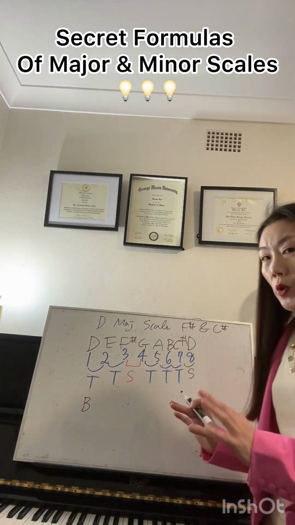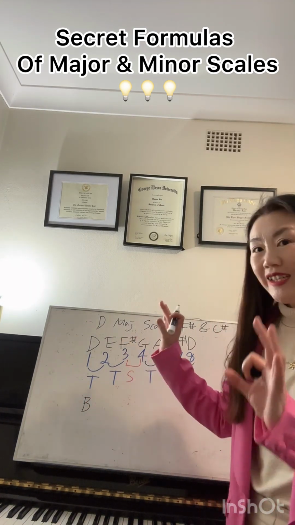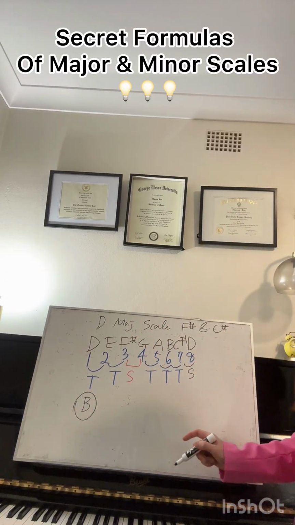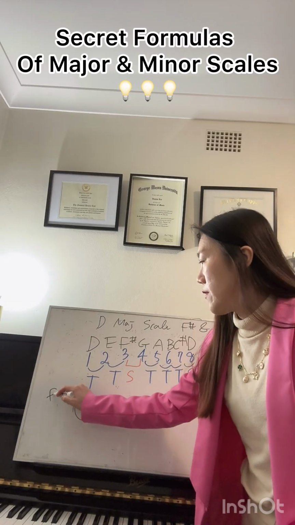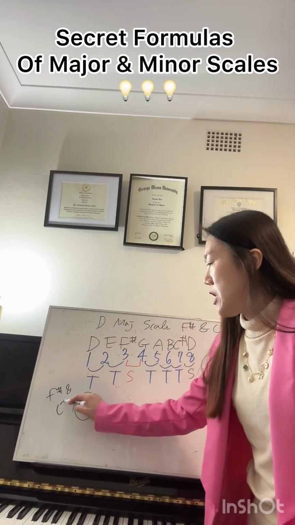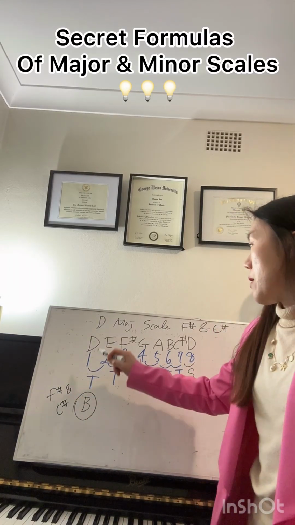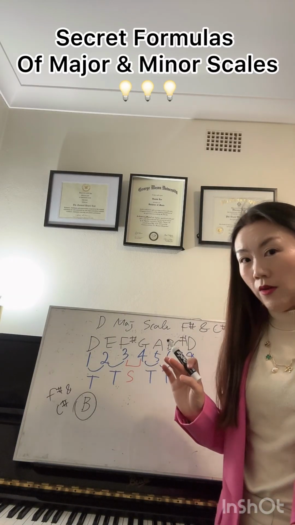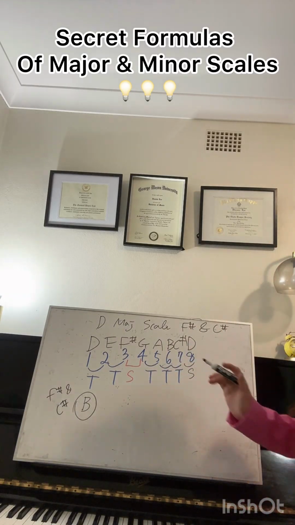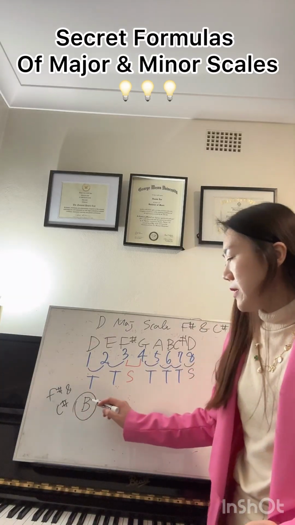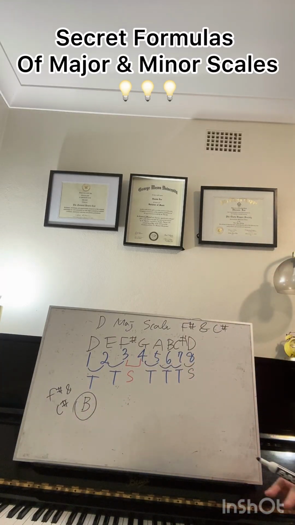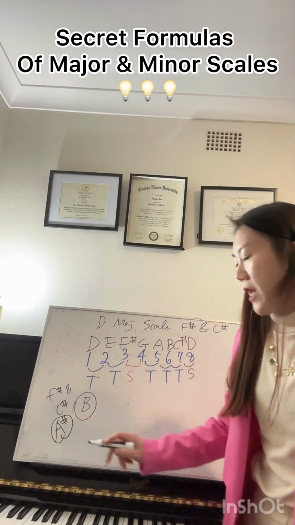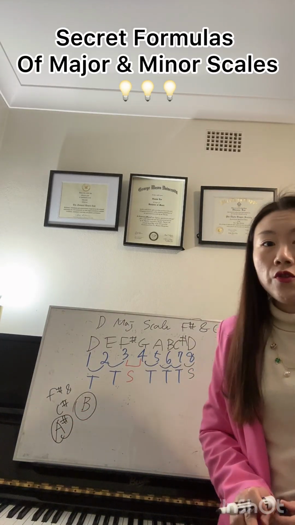Alright, they are called the relatives because they share the same key signatures, which means the B minor also has F sharp and C sharp in the key signature, same as D major. Alright, but what do you need to remember when you're doing B minor? Raising the seventh. Seventh of B is A, so you're going to have A sharp. So that is the raised seventh that you need to remember.